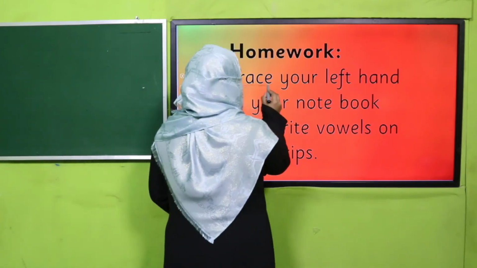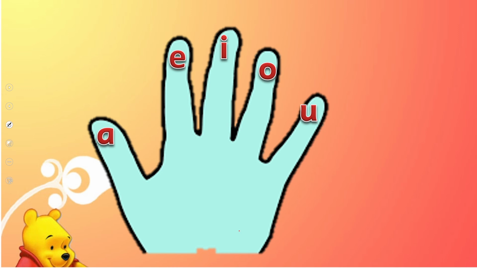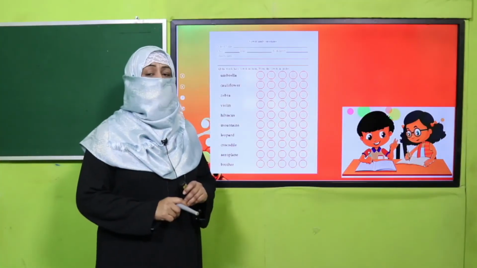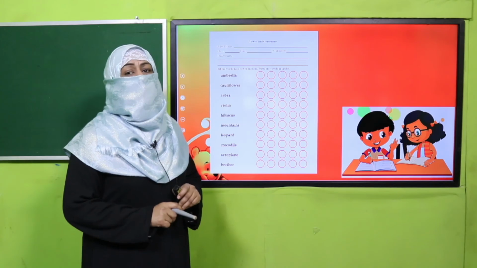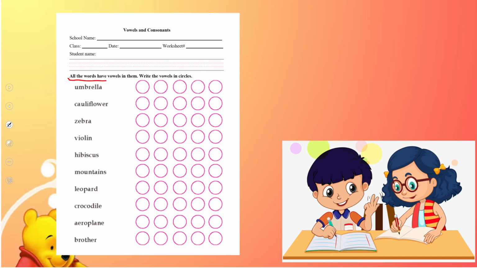So here is the time for your homework. You will trace your left hand in your notebook and write vowels on the fingertips like this. First you will trace your hand and then you will write the vowel letters on the fingertips. This is your homework, and here is a worksheet. My dear fellow teachers, this worksheet, lesson plan, and PowerPoint presentation links are given. You may click it, download it, and kindly give a printed worksheet to students for practice. And students, what you will do? All the words have vowels in them. You will write vowels in circles. So you will read the word and write all the vowel letters in these circles.